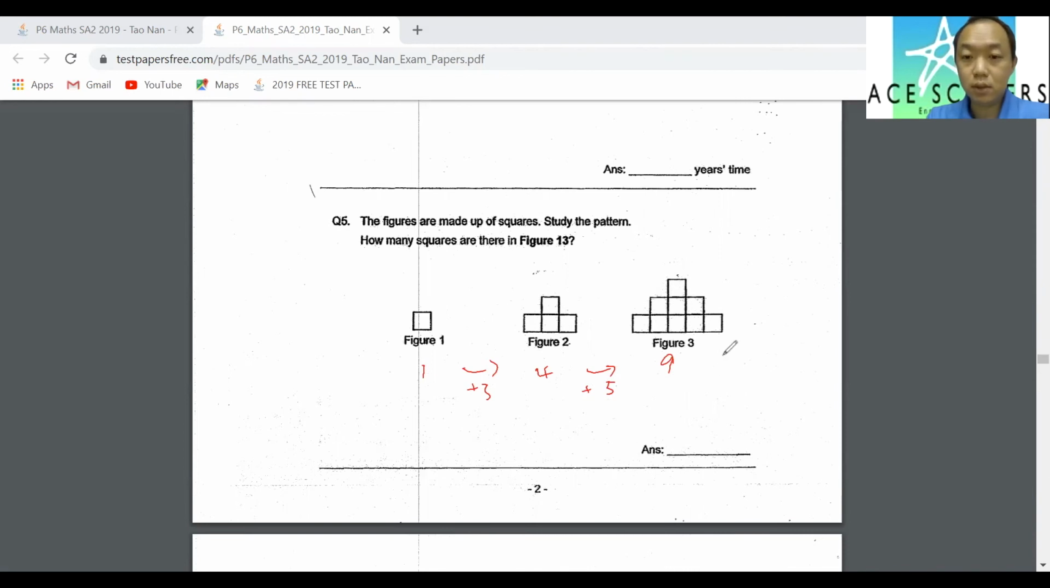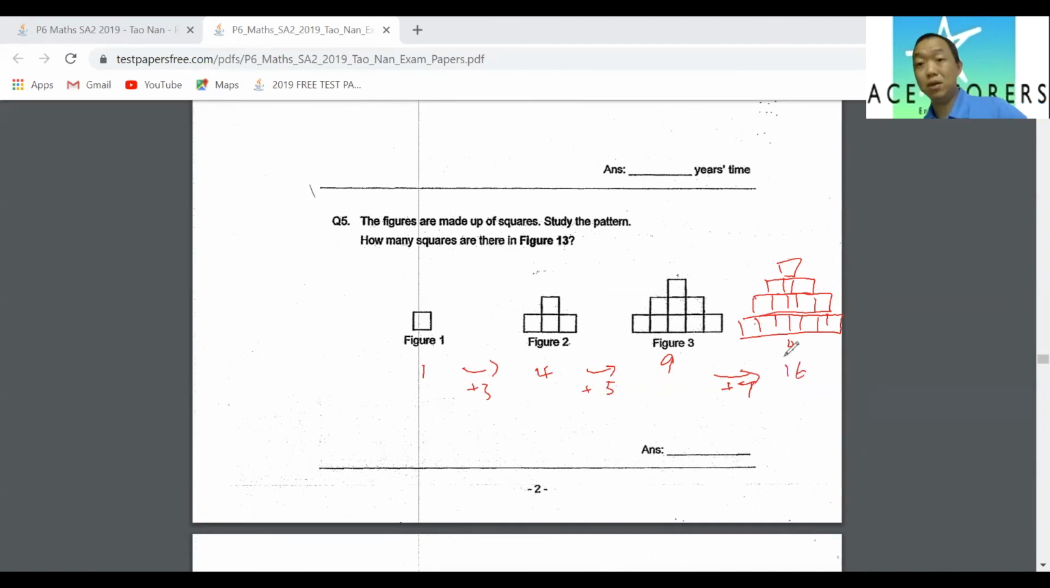I mean, we're going to try one more. If it's figure 4, figure 4 will look like this. 1, 2, 3, 4, 5. And then here will be 7. So 9 plus 7 is 16.